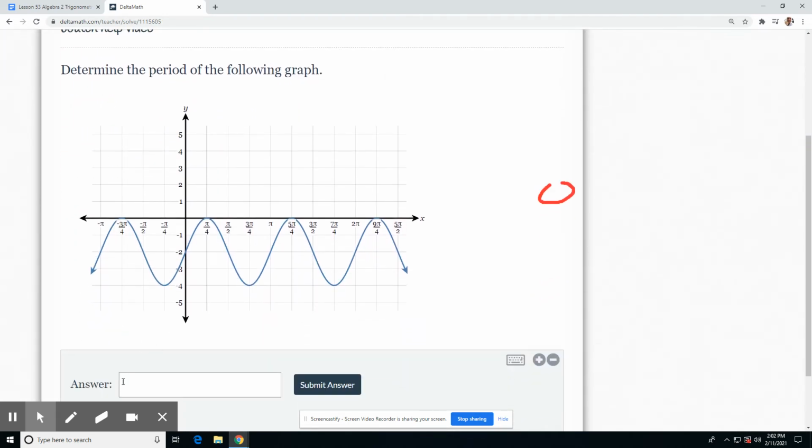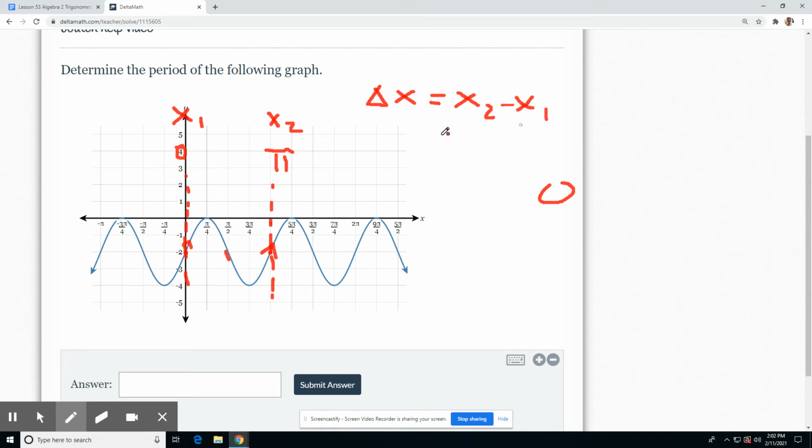Let's see what the period is here. I like starting at the y-axis. And this is going up. When's the next time it goes up? And right here. Okay. So that would be 0 for my x1. This would be pi for my x2. And our change in x, or the period in this case, is equal to x2 minus x1, which is pi minus 0, which is equal to pi.